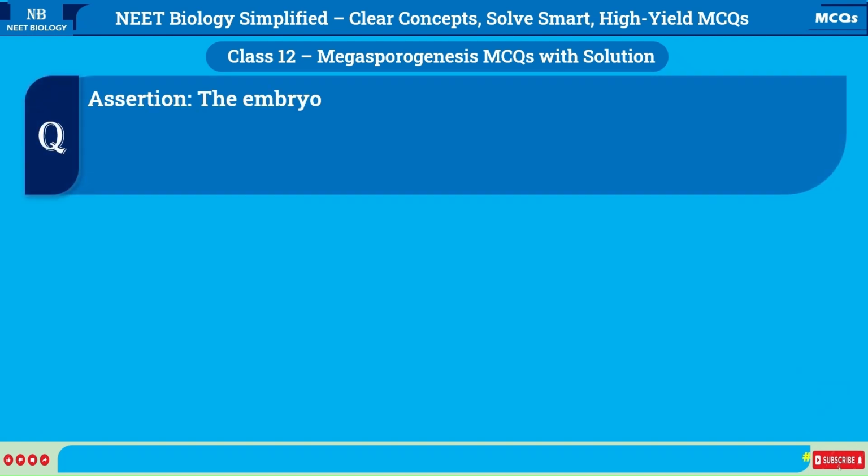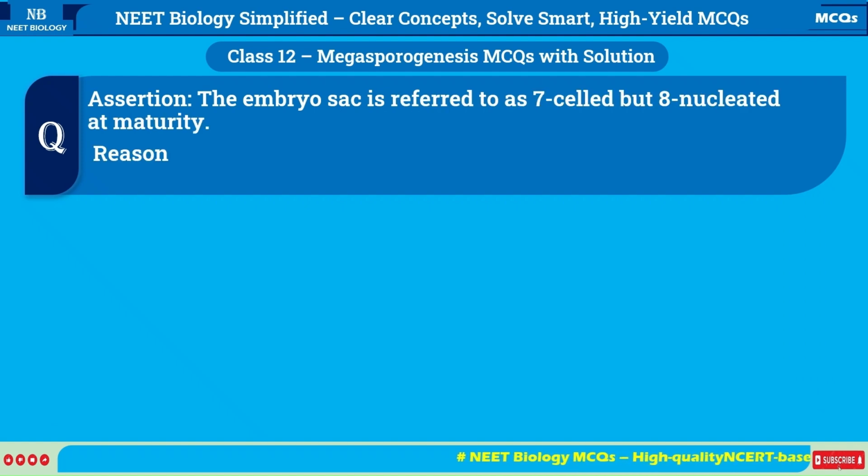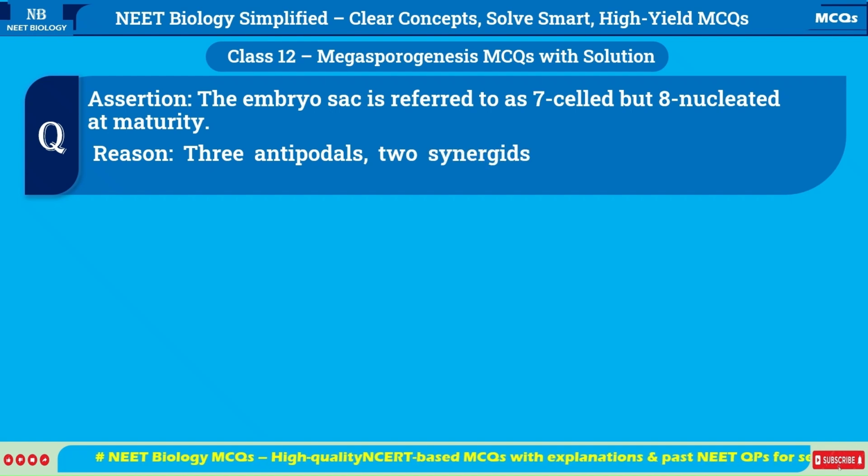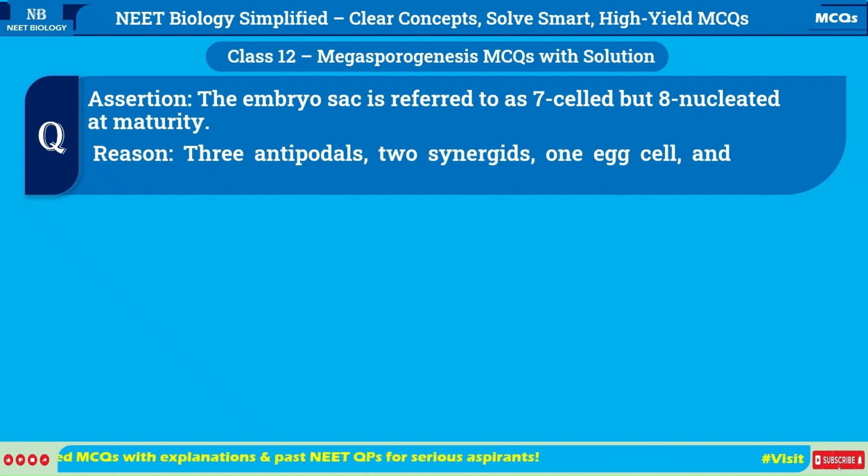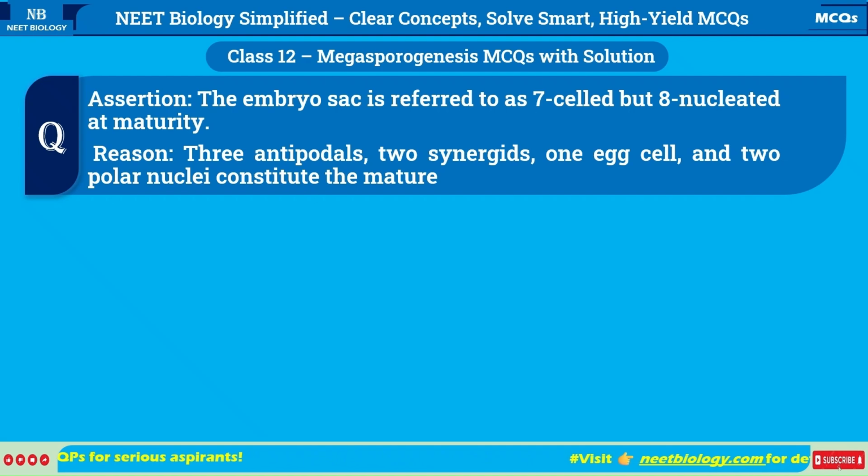Assertion: the embryo sac is referred to as 7-celled but 8-nucleated at maturity. Reason: 3 antipodals, 2 synergids, 1 egg cell, and 2 polar nuclei constitute the mature embryo sac.